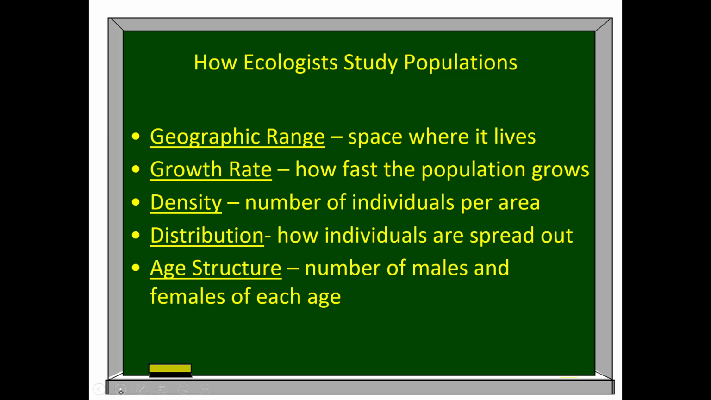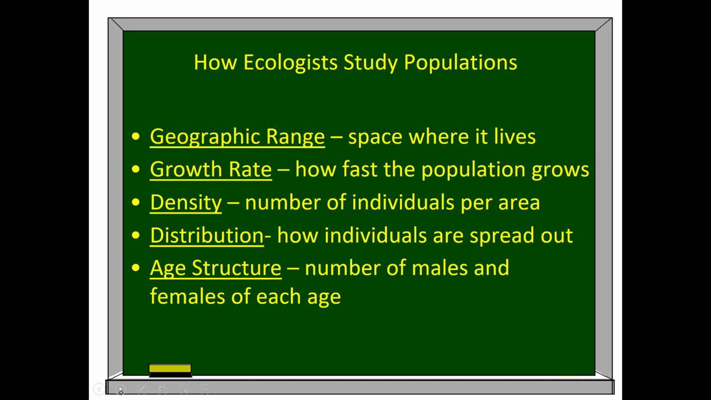Second thing we can study populations with is the growth rate. And the growth rate is just looking at how fast the population is growing. So at the end of the chapter, we're going to look at some human population information, and we'll see that the human population's growth rate dramatically increased at a certain point in time in history. So growth rate is just seeing how fast the population is growing.